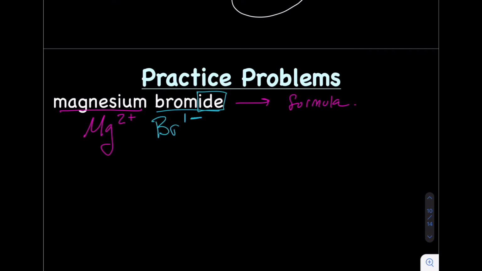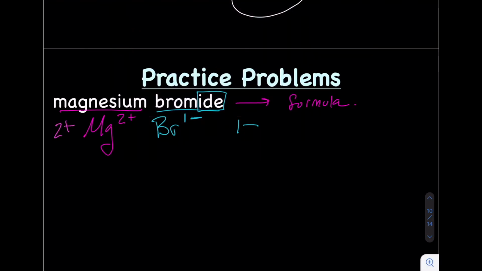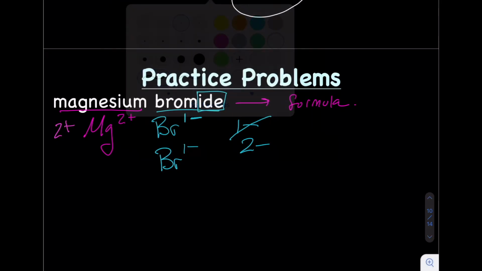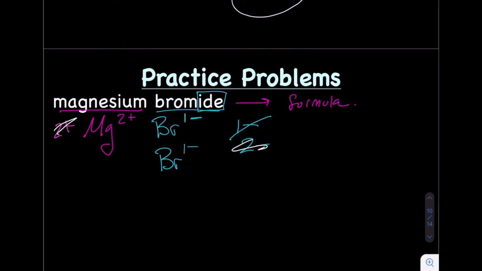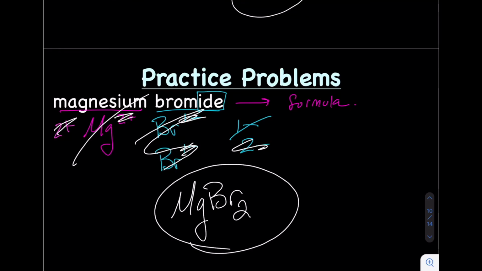Alrighty, so now they are noble but not neutral. We have a total of 1 negative charge and 2 positive charges. So we need more negative charges. Let's put another bromine there. Now we have a total of 2 negative charges and 2 positive charges, so our charges cancel out. When we write the formula, we have magnesium and bromide. We have 1 magnesium, so we don't write anything, and we have 2 bromines. There you go.